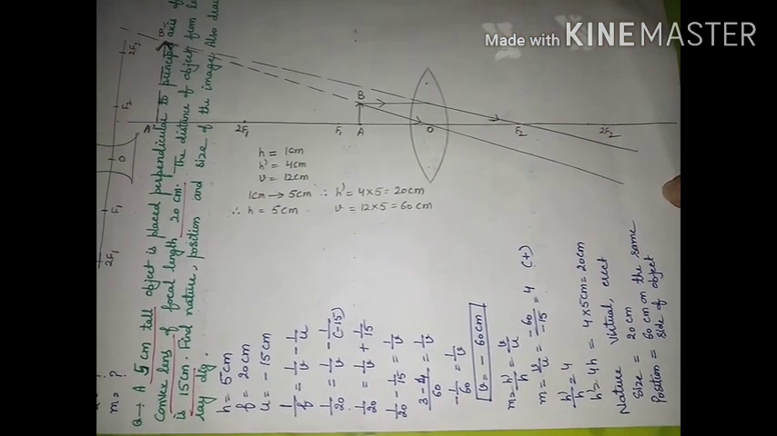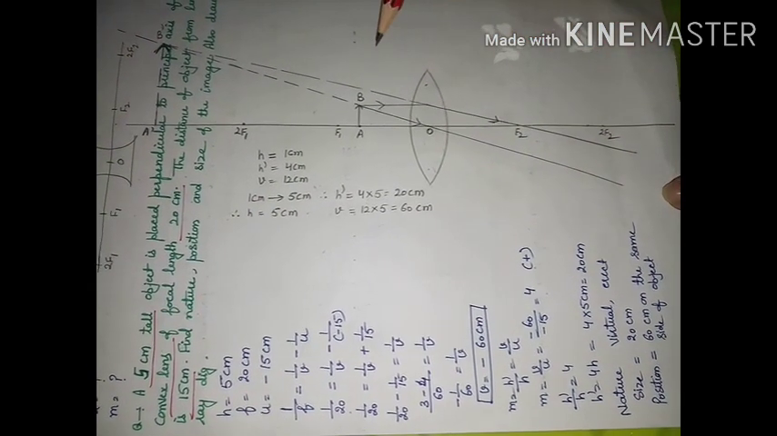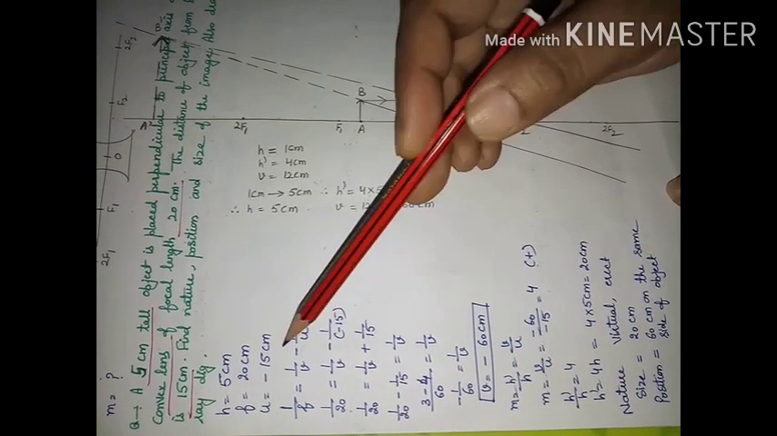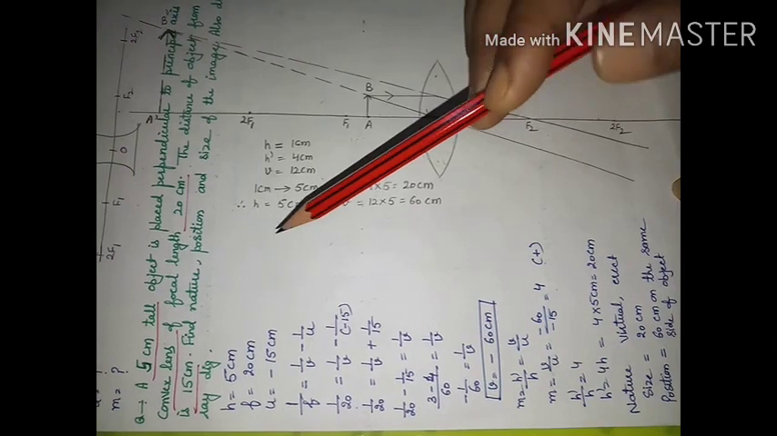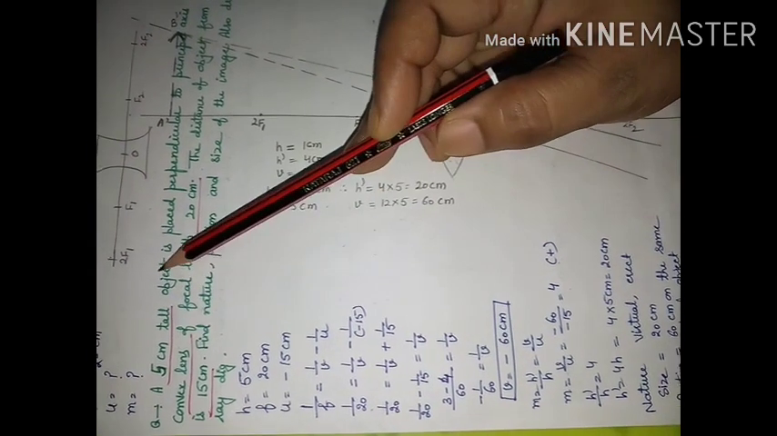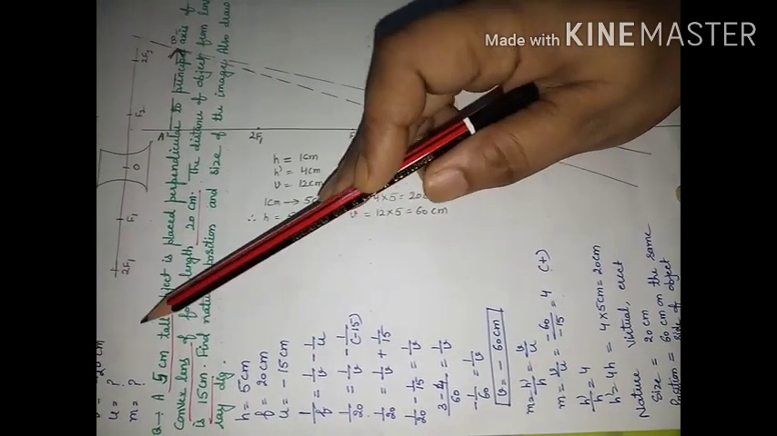If in the question it is asked that with the help of diagram solve this question. Let us do this question numerically and then we will solve this question with the help of diagram. What is given? 5 centimeter tall object, means this is given size of object.